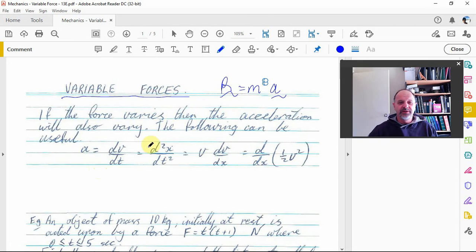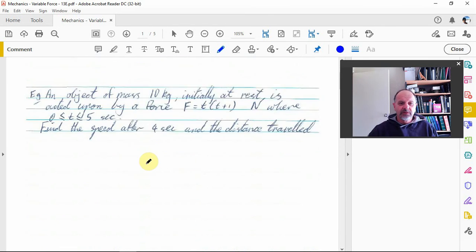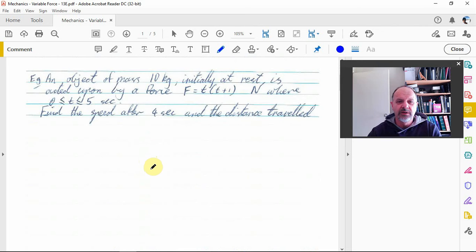So first example here is we've got an object and it's got a mass of 10 kilos, initially at rest, acted upon by a force F equals T(T plus 1) Newtons, between 0 and 5 seconds. And we want to know the speed after 4 seconds and the distance travelled in that 4 seconds. Alright, so up here we talked about rest, so we know T equals 0, U equals 0, so we may need to use that.